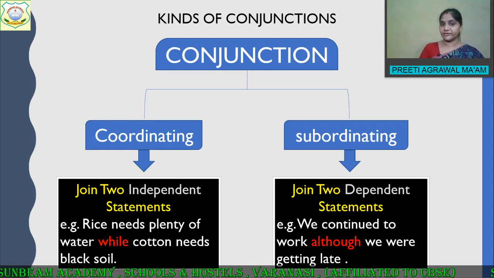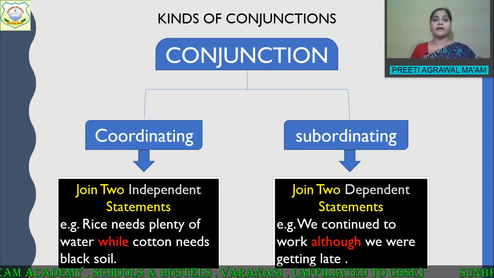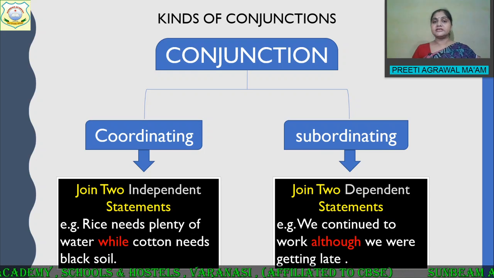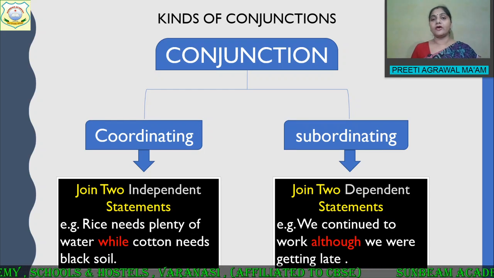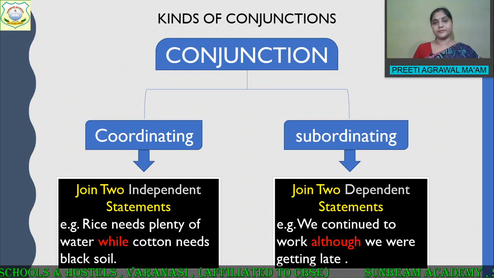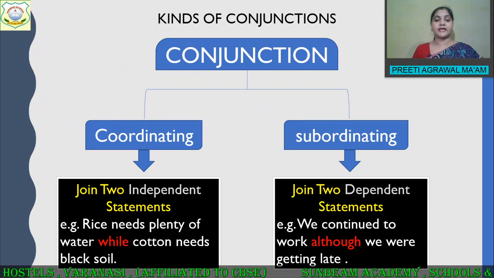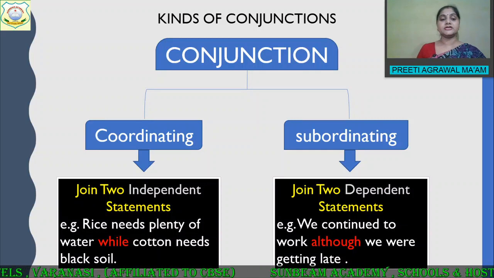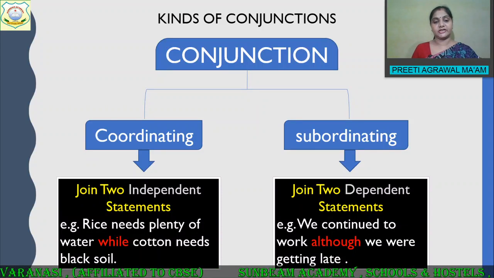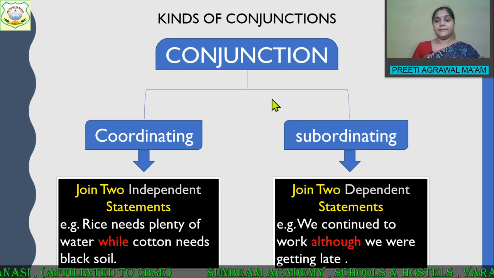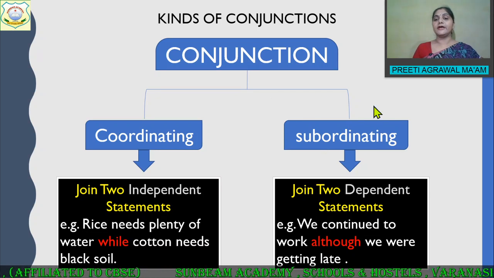How will you identify? First, you will go through the sentence and you will see whether both the sentences are making their meaning clear on their own or not. If you think that it is giving you half meaning, it means that that is not an independent clause or independent statement. Now see, the second kind is subordinating conjunction.